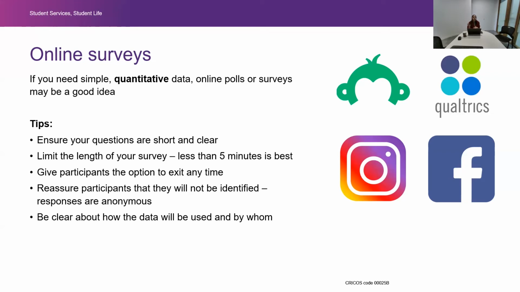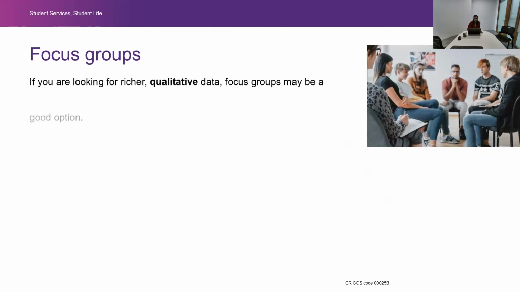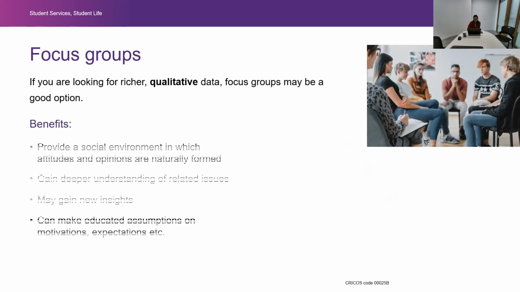If you're asking questions on Facebook or Instagram, they're usually just really short and sharp. And if you do get identifying data, you just make sure that you don't share that on with anybody else, and be clear about how the data is being used and by whom. So you set that up when you send out the invitation to participate.